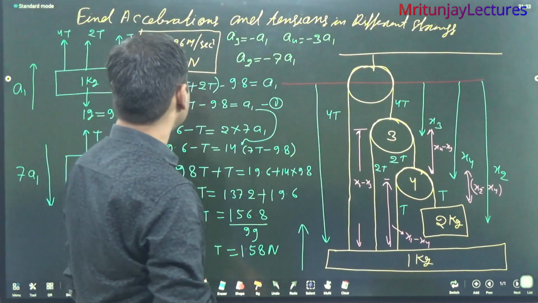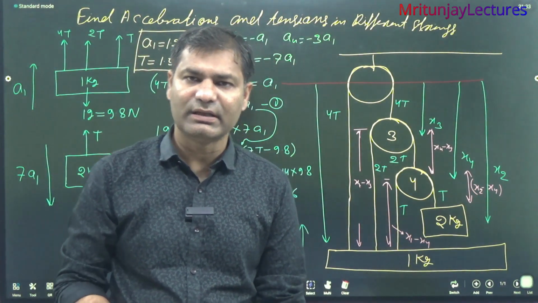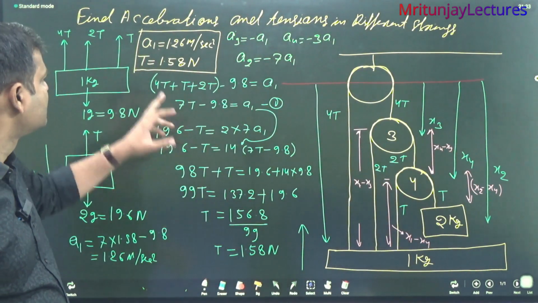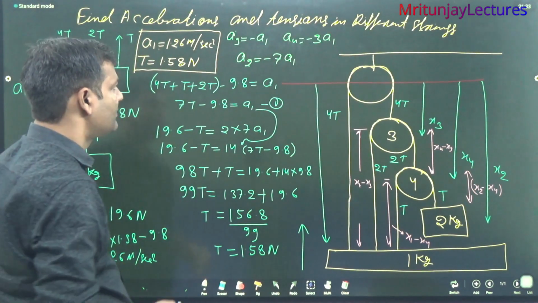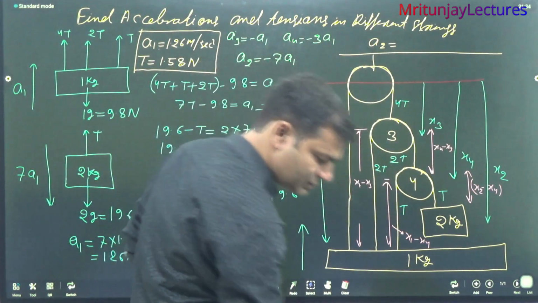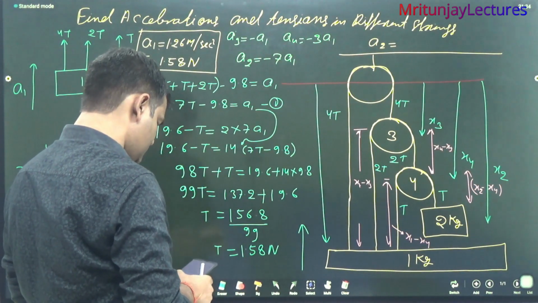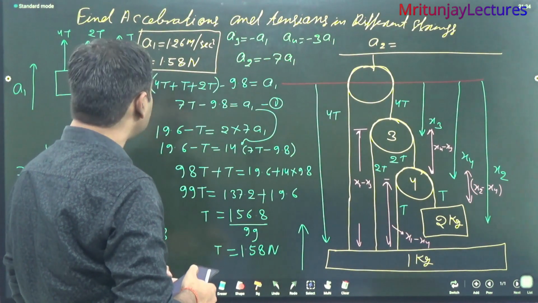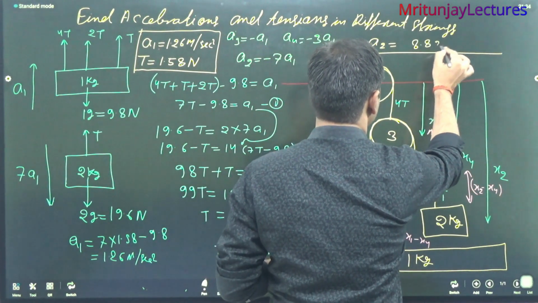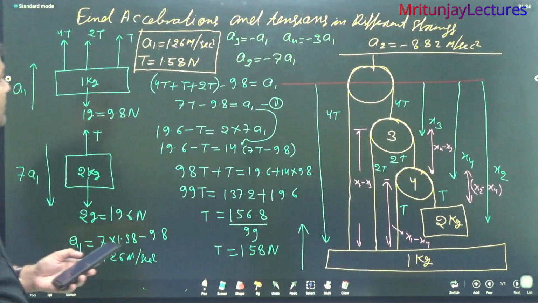Okay, so what about A3? We put this value and we get A1, A3, A4, whatever be the value. Clear or not? So the acceleration of the 1 kg block is like that. And if you determine A2, A2 is 7 into 1.26. The second block is 1.26 into 7, that is we got 8.82 meter per second square. Clear or not? Make it.